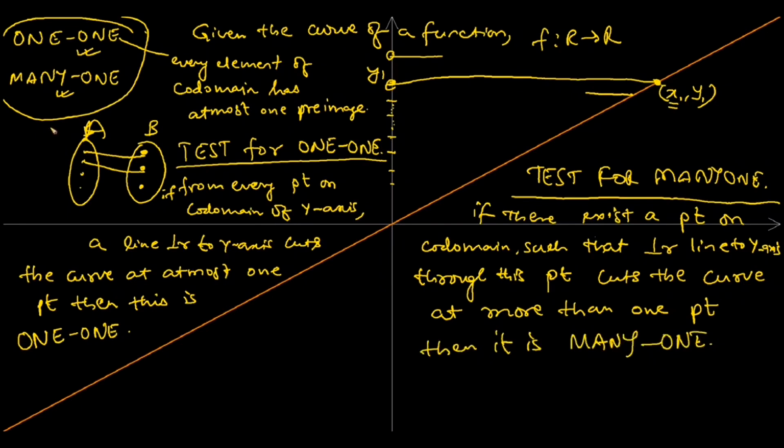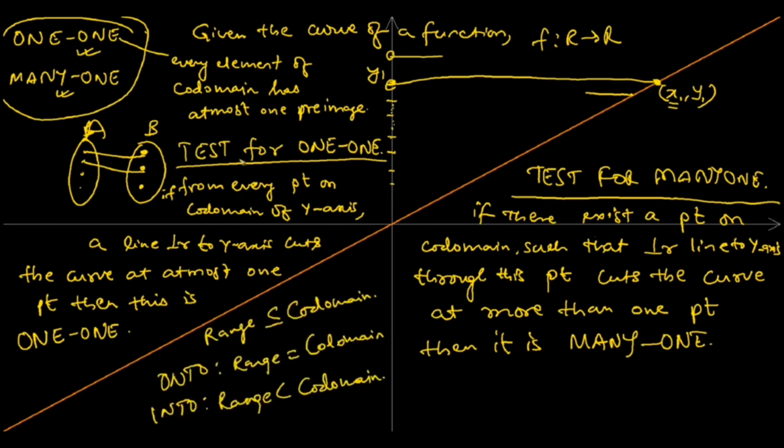Based on the type of mapping, you have one-one function or many-one function, but based on your range and codomain, what will be the test for onto and into? For every point of the codomain on the y-axis, you draw a parallel line, and wherever it cuts the curve, that is your preimage for that codomain element. Now it will be onto if for all points it cuts the curve. If you want to know if it is onto or not, what do you want to show?